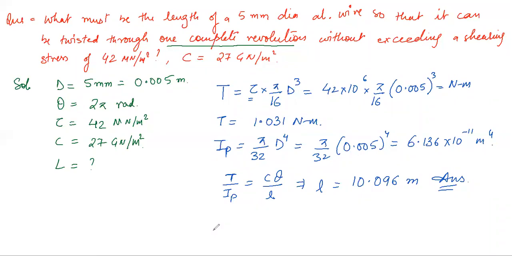So let's understand. Now I'm going to take the term that we are going to cover, when the shafts are connected in series. In order to form a composite shaft, sometimes two shafts are connected in series, one after the other. In such a case, each shaft transmits the same torque.